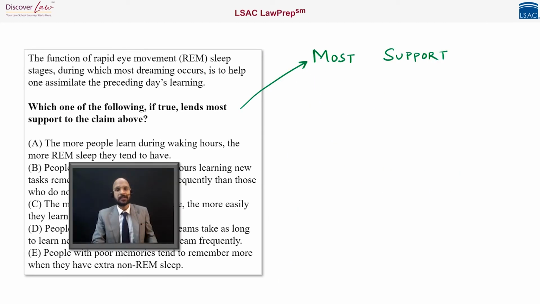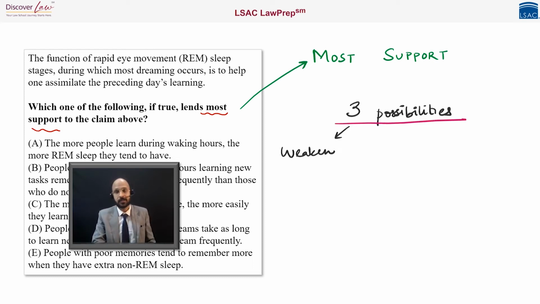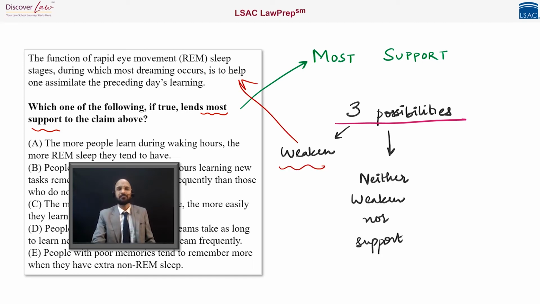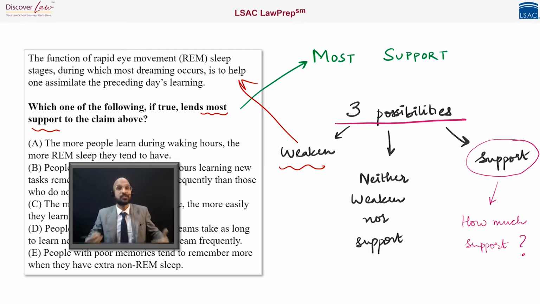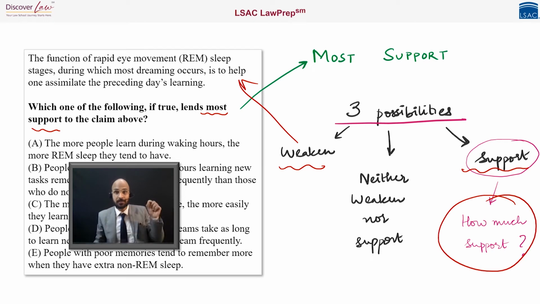Okay, so the question here says, which one of the following lends the most support? Now let me tell you what any statement could do to a claim. It can be one of three possibilities only. It could either weaken the claim that is made here, or it may be indifferent, it may be irrelevant, so it will neither weaken nor support, it just is something else. The third thing is that it could support. Now, another parameter here is how much it is supporting. So you're looking for the option that supports it the most.